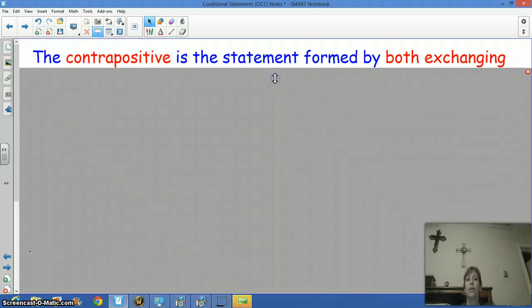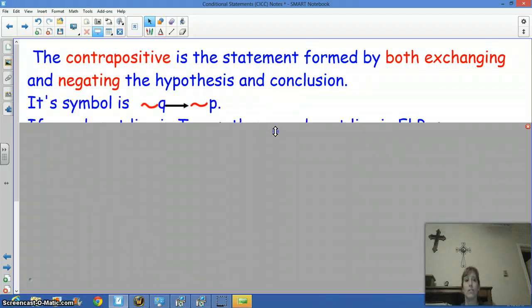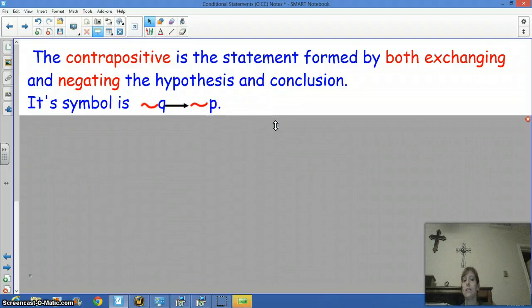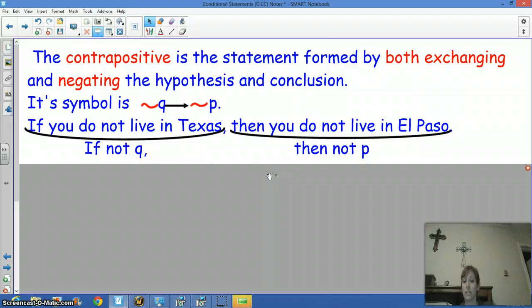Okay, contrapositive is the biggest word, and it also does the most things. So the contrapositive is the statement formed by both exchanging and negating the hypothesis and the conclusion. So you swap the front and the back, and you put a not in both of them. Alright, so here we go. Its symbol is not Q, then not P. So it says, if you do not live in Texas, then you do not live in El Paso.